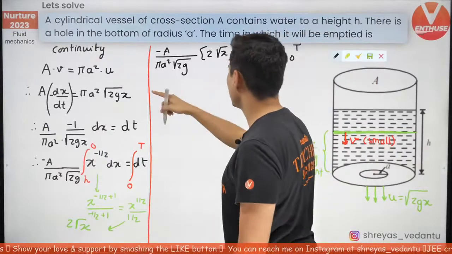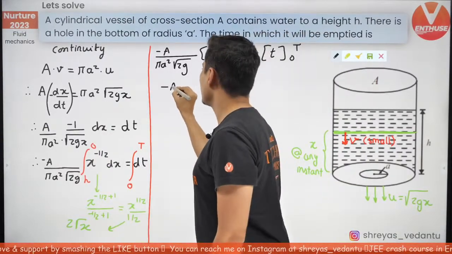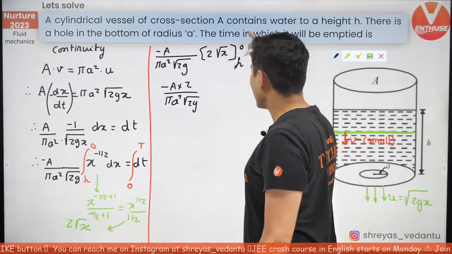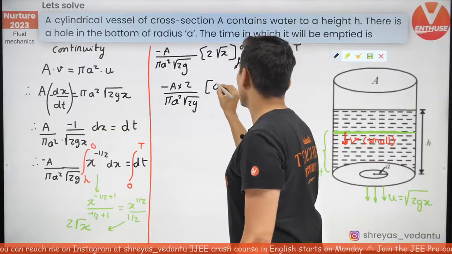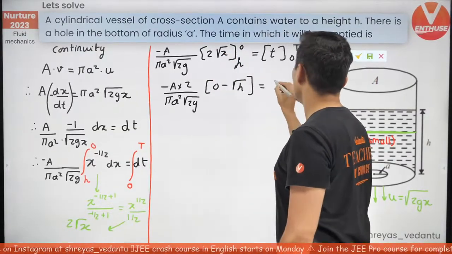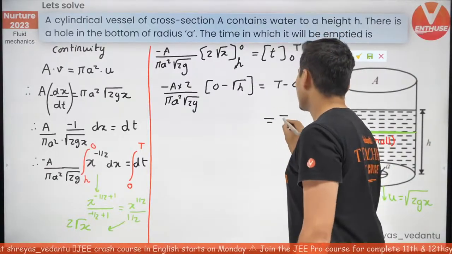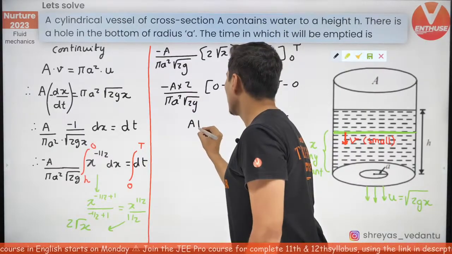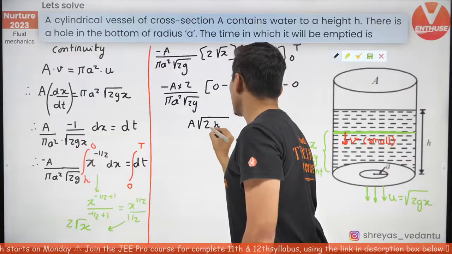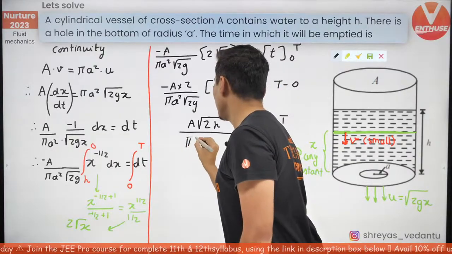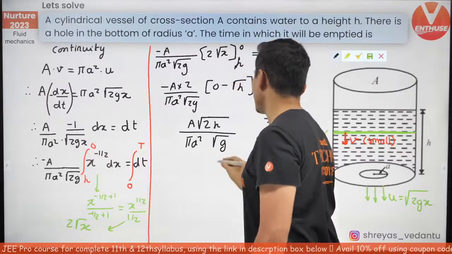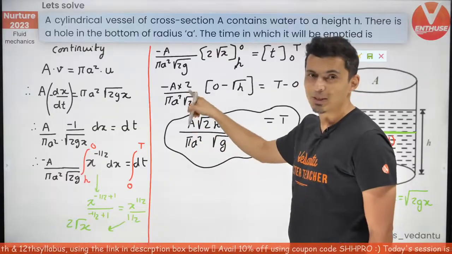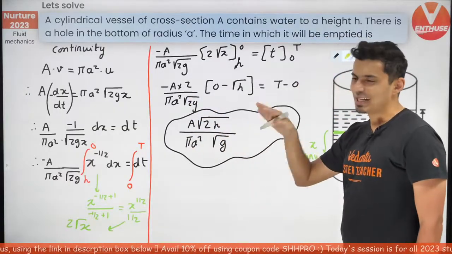Now it's simple integration. Let's just see what happens. 2 just comes outside, so minus a into 2 divided by pi a square root of 2g. Root of x, you first put 0, so 0 minus root h is equal to t minus 0. So t minus 0 is just t. Minus minus will become plus. Root 2 will cancel. So a root 2h divided by pi a square, and you have root g. I think that should be the final answer. Yep, that should be the final answer. One of the root 2 got cancelled. So this is the time it takes to completely empty it.